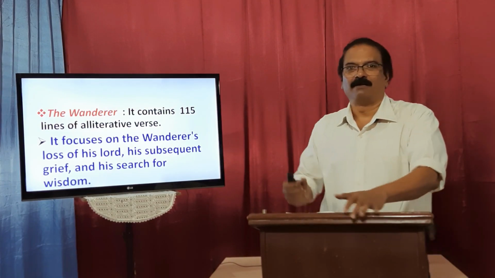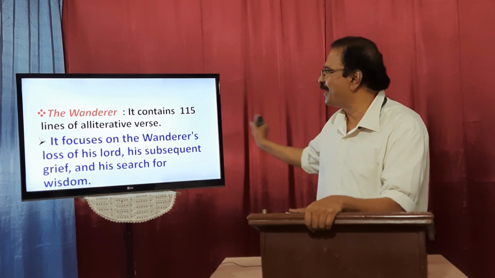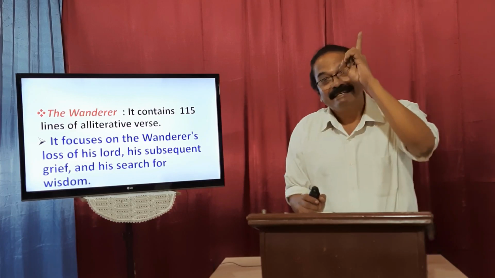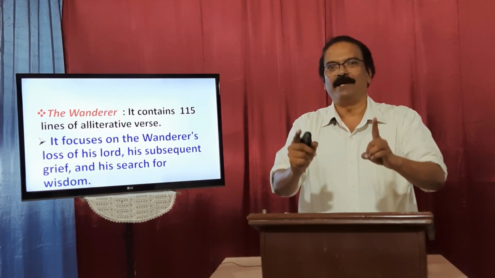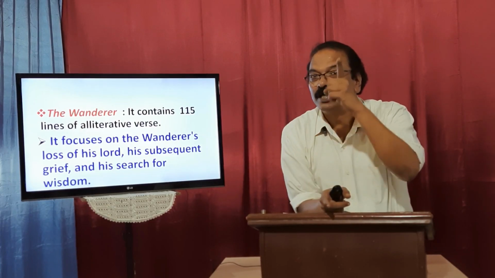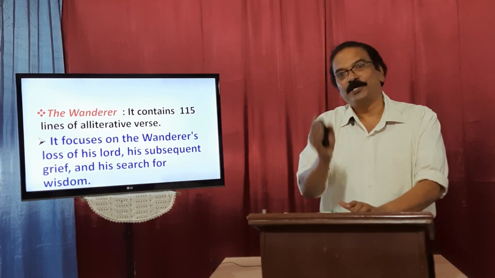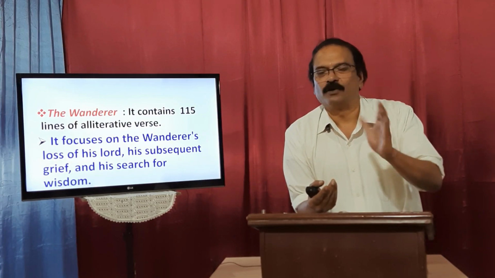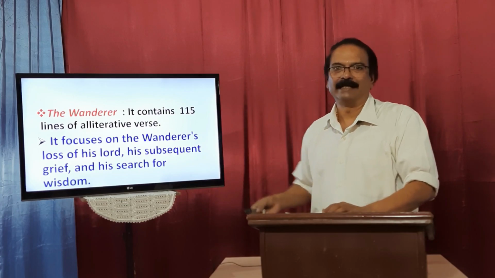Okay, The Wanderer is another poem which is found in the Exeter Book. It contains 115 lines and is written in alliterative words. Old English uses alliteration, whereas you will find in Middle English, alliteration will be replaced by rhyme. What is alliteration? Now you know why we have discussed all these figures of speech and meter and prosody. You will realize why as we go ahead. Alliteration means successive words having the same consonant sound. She, shall, see, shells, on the sea, shore. This was the pattern employed by Old English poetry.